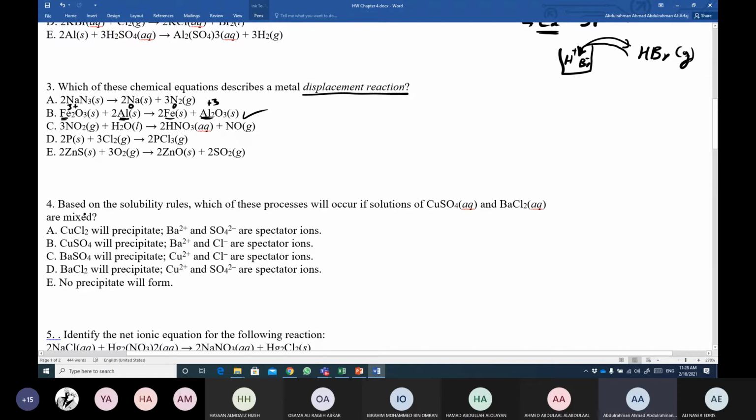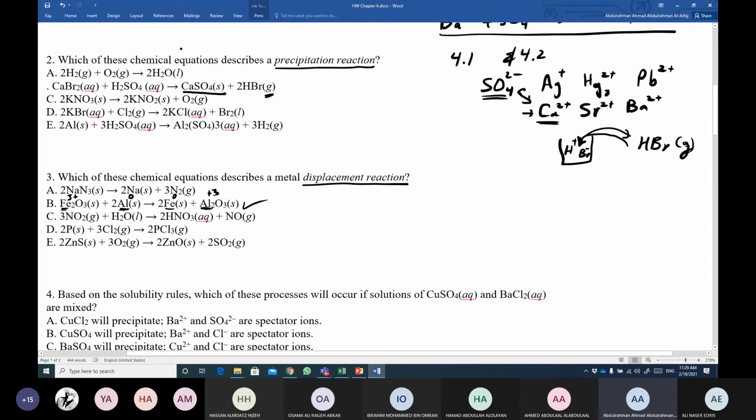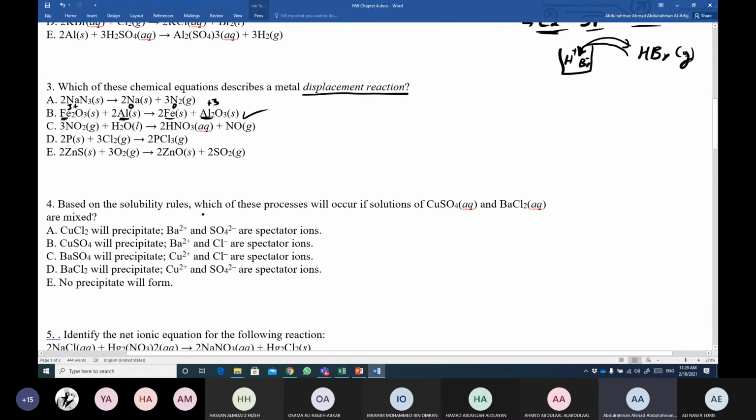I hope so. Good. Based on the solubility rule, which of these processes will occur if a solution of CaSO4, by the way, this is question 2, and question 4 are exactly the same. Don't forget, we're going to use SO4 as one of the ions, and don't forget the ions that precipitate with it. Now, read question 4. Based on the solubility rule, which of these processes will occur if solutions of CuSO4 and BaCl2 aqueous are mixed? What will happen?